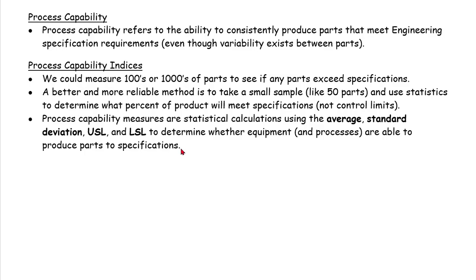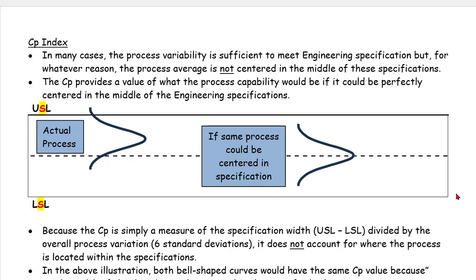Again, we're not talking about control limits once we go into process capability. Process capability measures are statistical calculations using the average, standard deviation, upper specification, not control limits, and lower specification limits to determine whether equipment and processes are capable to produce parts to engineering specifications. The first capability index that we use is a thing called CP, not CPK, CP.